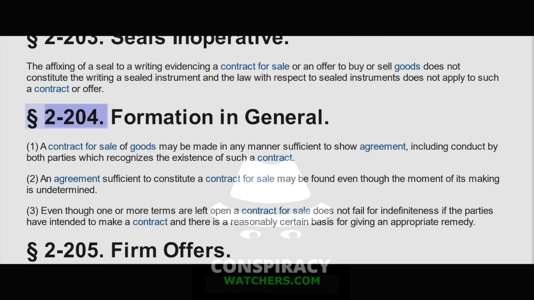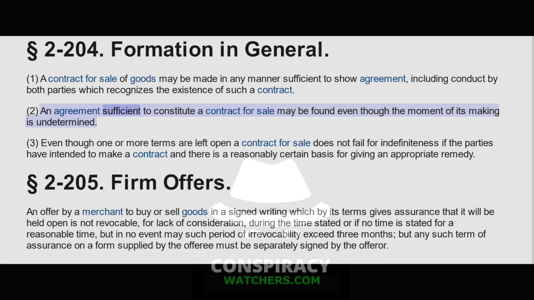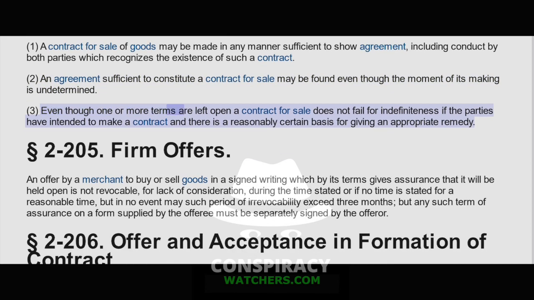Section 2-204. Formation in general. A contract for sale of goods may be made in any manner sufficient to show agreement, including conduct by both parties which recognizes the existence of such a contract. An agreement sufficient to constitute a contract for sale may be found even though the moment of its making is undetermined. Even though one or more terms are left open, a contract for sale does not fail for indefiniteness if the parties have intended to make a contract and there is a reasonably certain basis for giving an appropriate remedy.